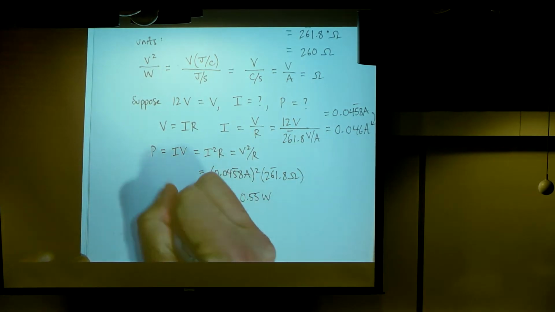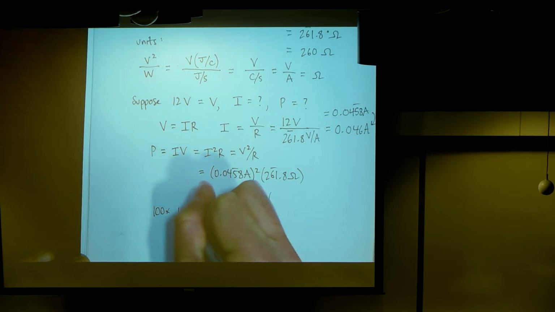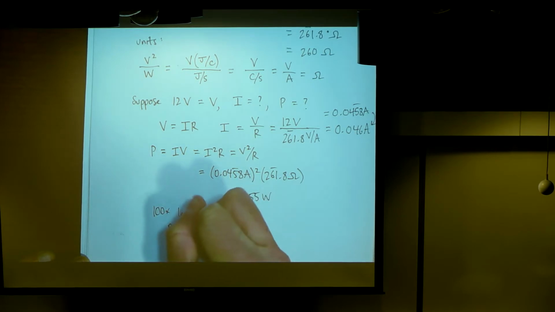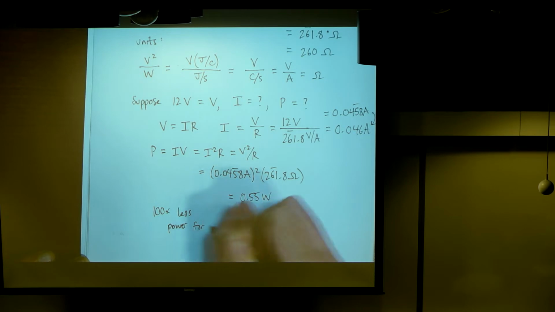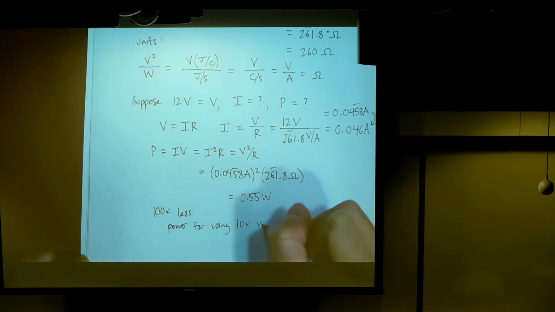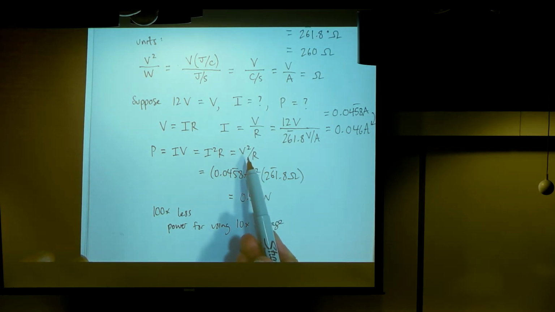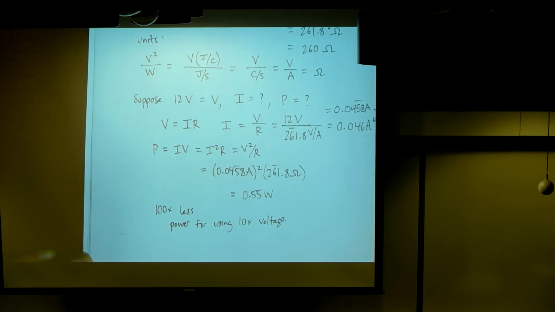So that's 100 times less power for using 10 times less voltage. Because power right here, as you see, depends on V squared. So that should make sense, right? Any questions on that? Okay.